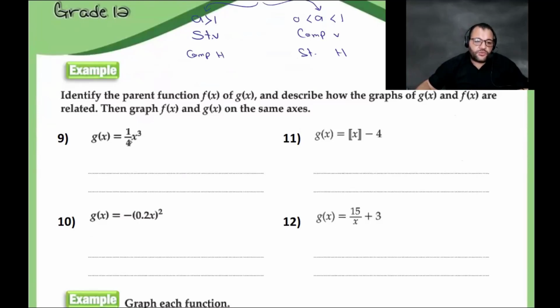So look at the function that we have now: 1 over 4. Does 1 over 4 mean greater than 1, or greater than 0 and smaller than 1? Greater than 0, smaller than 1. It means now we have a dilation, a compression. This dilation is, you multiply by a fraction, it means the function will be compressed vertical and stretched horizontal.